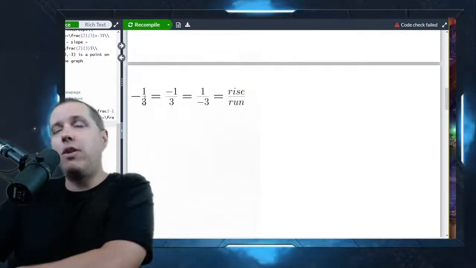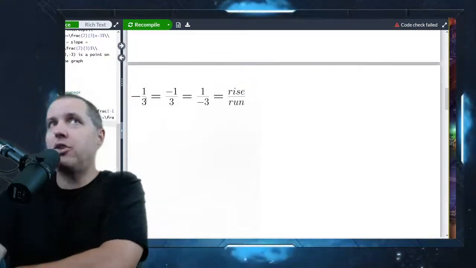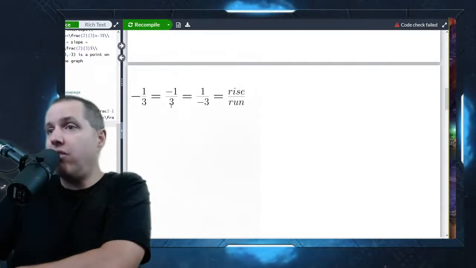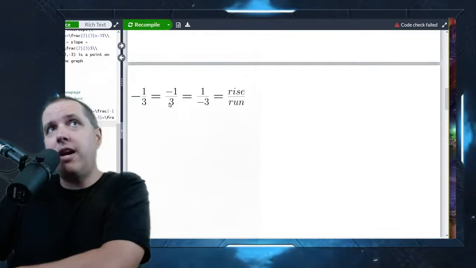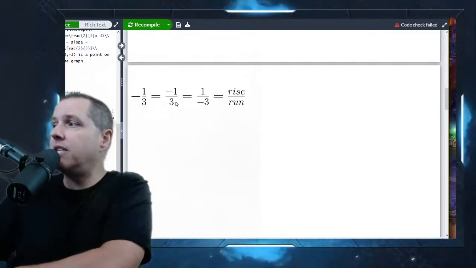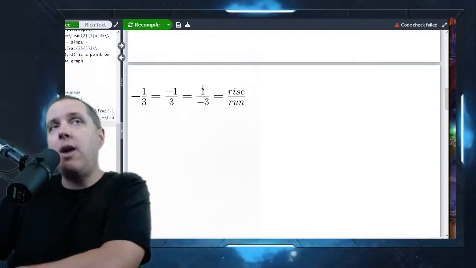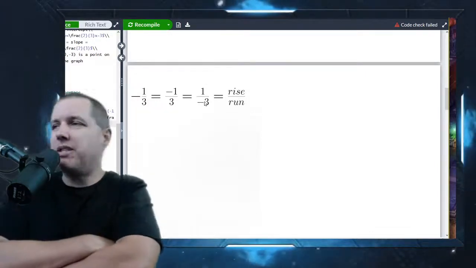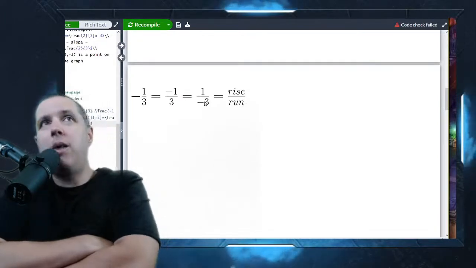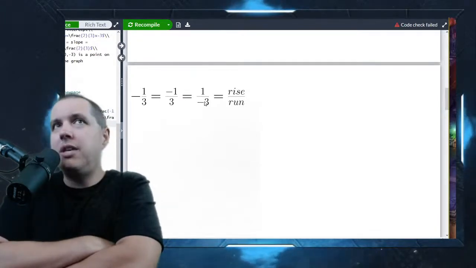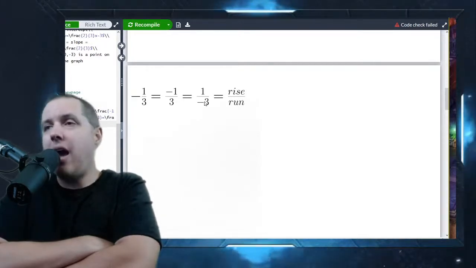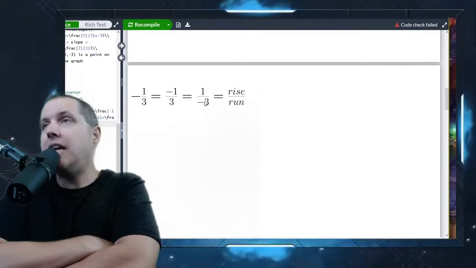So that means that negative 1/3 actually gives me two different ways of interpreting my slope. I can think of it as going down 1 and right 3. That is negative 1 for a rise, positive 3 for a run. Or equivalently, I can think of this as going up 1 and to the left 3. So a rise of 1 and a run of negative 3. And you go, well, how could those be the same? How can going down 1 and to the right 3 be the same as going up 1 and to the left 3?